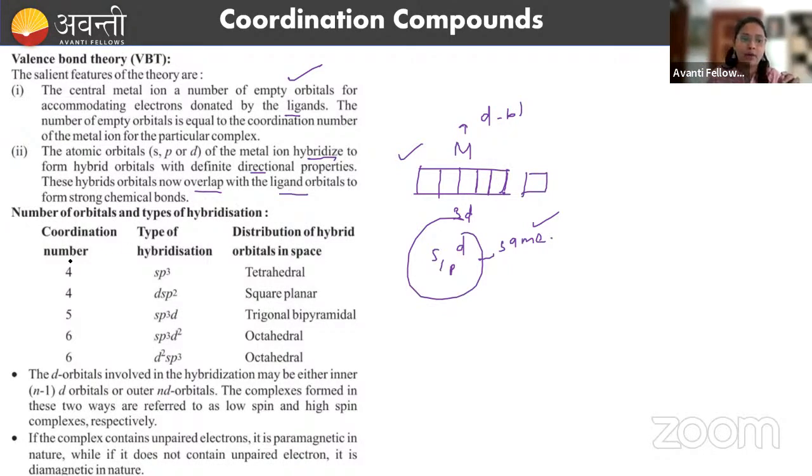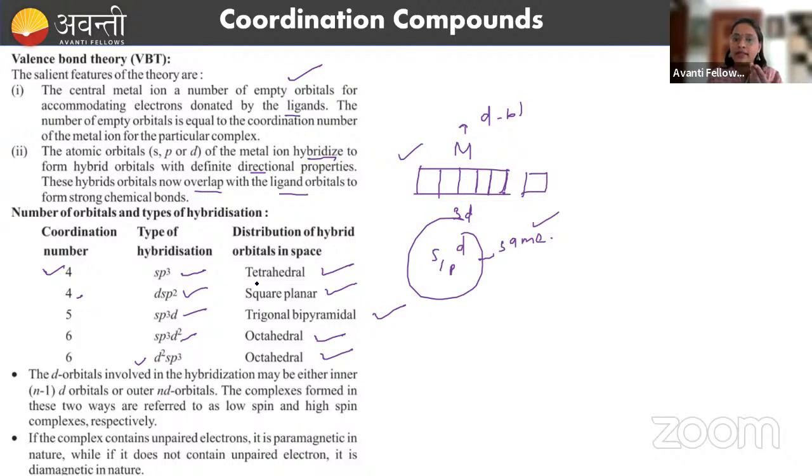Okay, so depending upon the coordination number 4, the type of hybridization which will occur is sp3, and the complex will be tetrahedral. If such type of hybridization takes place with 4 coordination, it will be square planar. It will next be trigonal bipyramidal. If 6, octahedral, sp3d2. If inner d orbitals are used, it will again be octahedral, but its hybridization will be d2sp3. These are outer d.